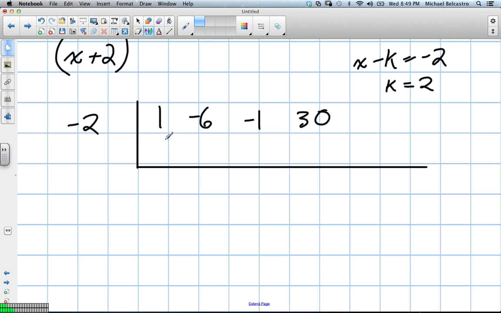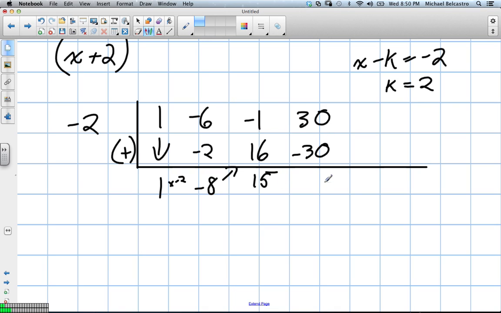Okay? We bring the 1 down, and then we multiply it by negative 2. So when we multiply by negative 2, what do we get? Negative 2. Okay, and then we add. Negative 6 and negative 2? Negative 8. Okay, negative 8 times negative 2 gives us positive 16. Negative 1 plus 16 is 15. Negative 2 times 15? Negative 30. And what is our remainder? It should be 0, because we took negative 2 and we discovered that it was going to create a 0. So there is no remainder here.